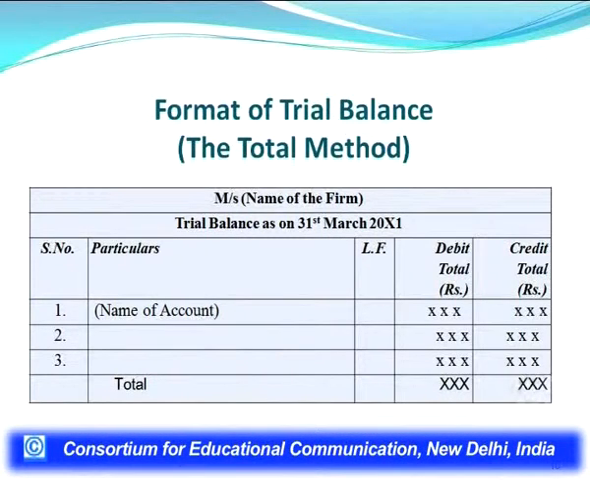So, if we see the format, it will be name of the firm, then trial balance as on, serial number, particulars, ledger folio and debit total and credit total. Here, you need to record the total of an account on the debit side and credit side. Again, the total of the trial balance is required, and the total of the debit side must agree with the total of the credit side.